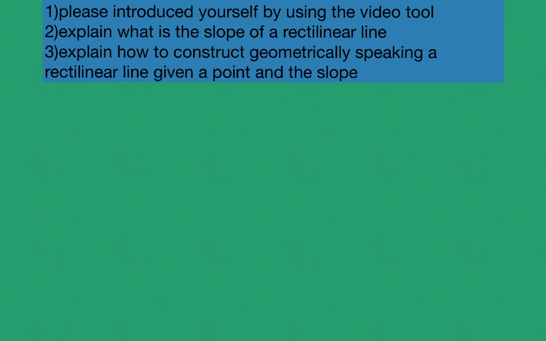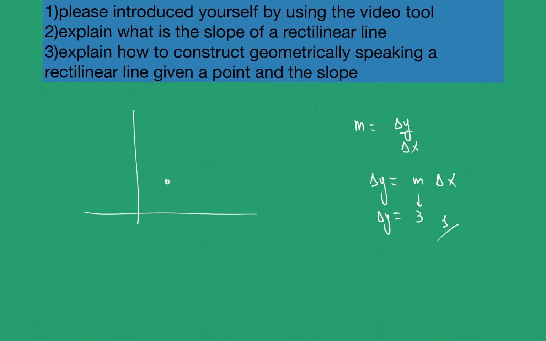So let's go now to the third part. Explain how to construct geometrically speaking a rectilinear line giving a point and a slope. Okay, they will give me a point, P1, and they give me the slope. The slope is delta y divided by delta x. Then delta y is related like m times delta x. So if the delta x is 1 and the slope m is 3, delta y will be 3 times whatever I do in the delta x.